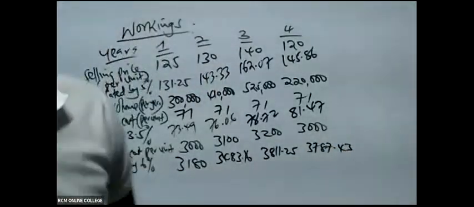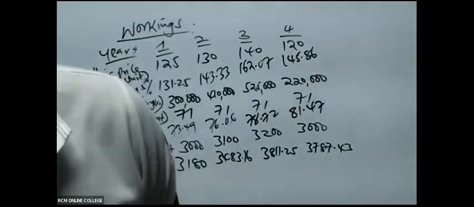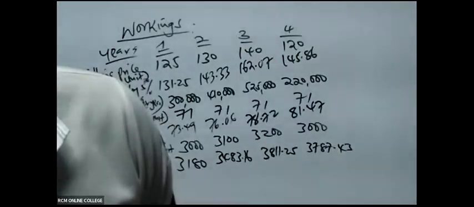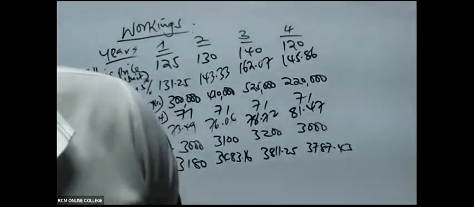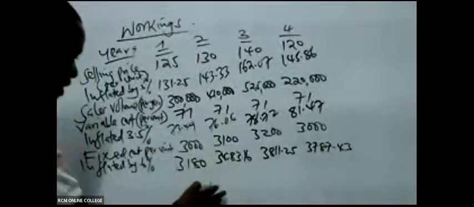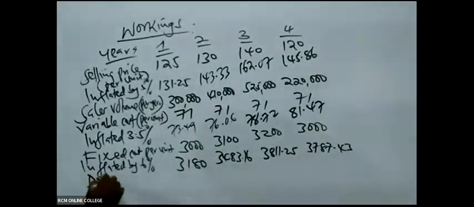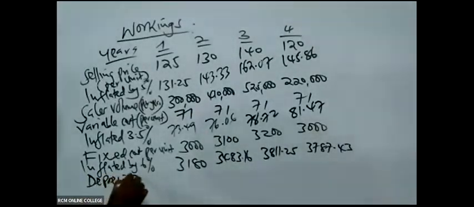3787.43. So do we have any other depreciation? Depreciation is on straight line. Can we get our depreciation so that when we do our final workings, we will be good to go. Let's do depreciation here. Depreciation on straight line basis.